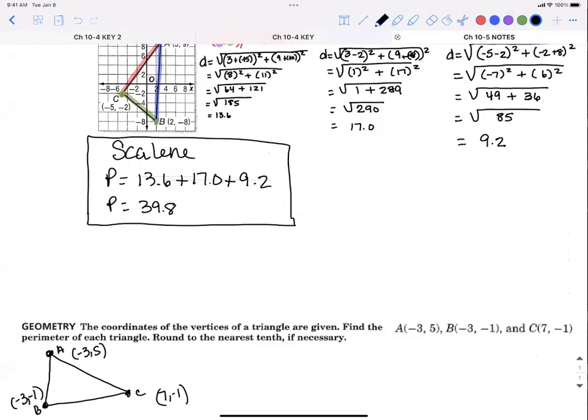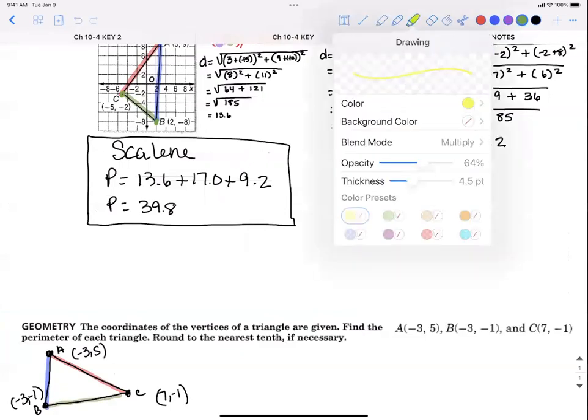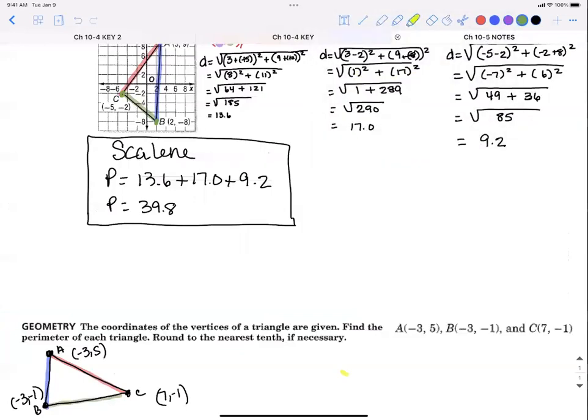The reason I say this is because you're still going to have to do the red side, the blue side, the green side. You're still going to have to find three side lengths. And then look what it asks you to do. It asks you to find the perimeter of each triangle. So on this one, you don't even have to say scalene, isosceles, or equilateral. You just simply have to find the perimeter. Okay. And of course it says round to the nearest tenth.